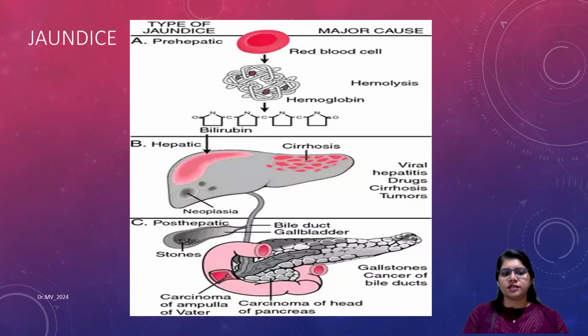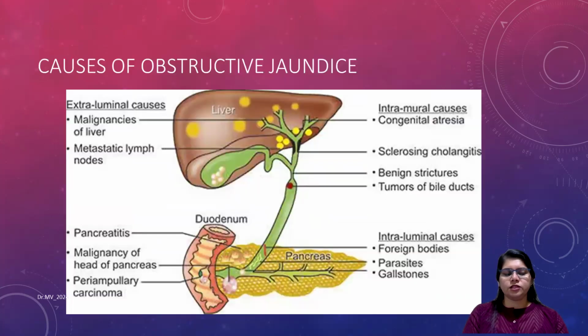What we are concerned with is the post-hepatic cause of jaundice. We'll deal with that. So what are the causes of obstructive jaundice? It can be intramural causes like congenital atresia, sclerosing cholangitis, benign strictures, tumors of the bile duct. Intraluminal causes like gallstones, parasites, foreign bodies, and extraluminal causes like malignancies of the liver, carcinoma of the pancreas, like the head of pancreas, periampullary carcinoma. All that can be the extraluminal causes of obstructive jaundice.